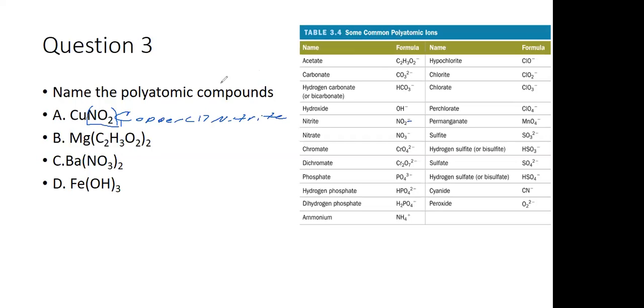So if we look at B, we find magnesium. Magnesium is element 12, and it's in the second column. Metals in the second column, except for beryllium, Be is your one example where that's not true, but every other metal in our second column will always have a +2 charge. So I do not have to put a Roman numeral because it's a constant. It's always going to be +2. So I can just name my metal magnesium. And then you just get the name of the polyatomic ion. Magnesium acetate is the name of that molecule.